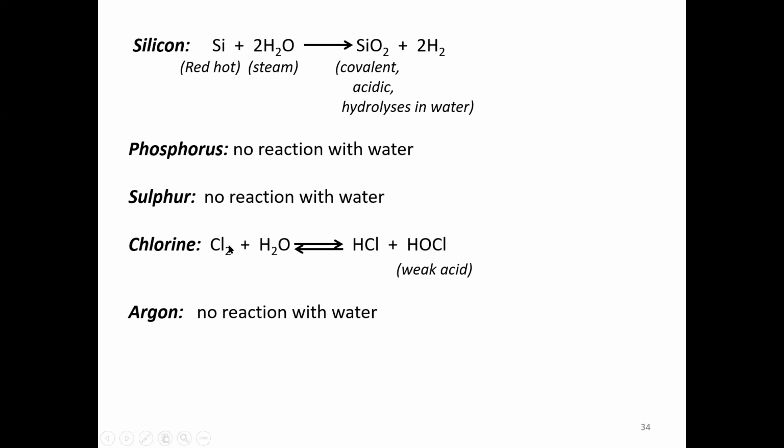Your chlorine, as I told you, has a strong oxidizing property. So chlorine can react with water to form two acids. This is called a disproportionation reaction, where chlorine is acting as both an oxidizing agent and a reducing agent, exhibiting different oxidation states, from 0 to +1 and -1. So the reaction of chlorine with water will form HCl and hypochlorous acid. Hypochlorous acid is a weak acid, while HCl is a strong acid.